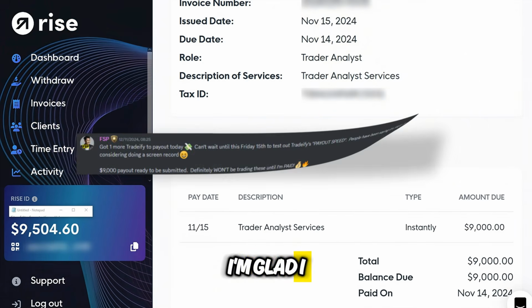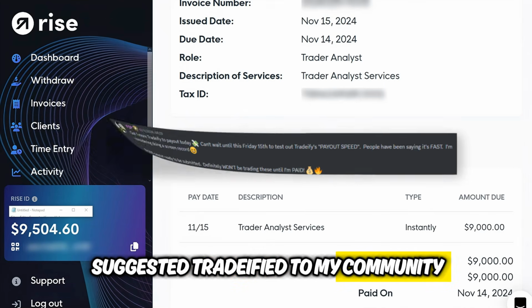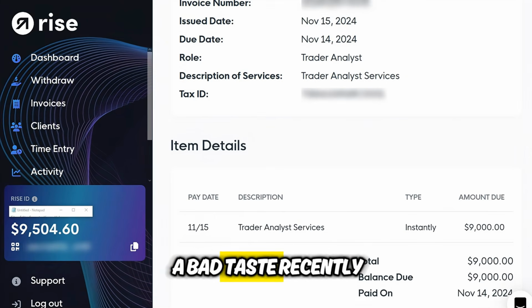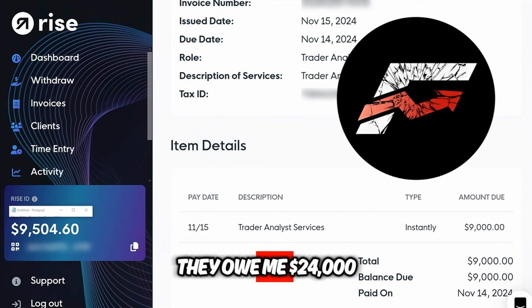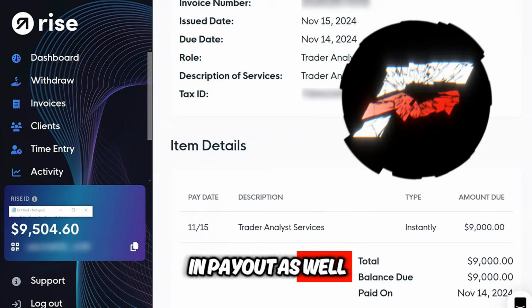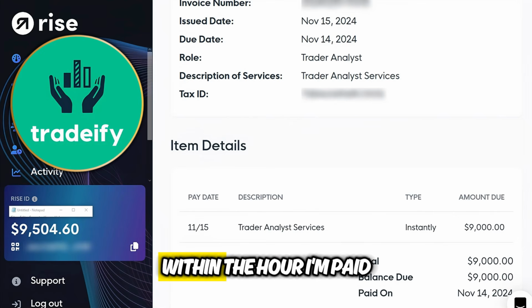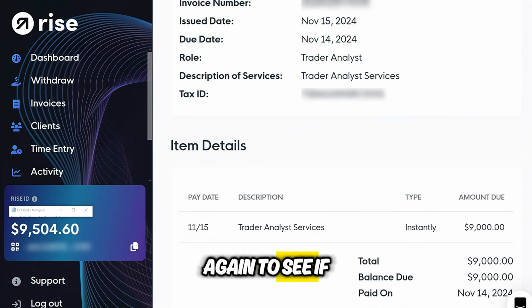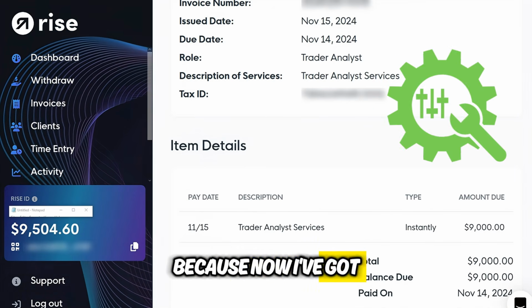I am glad I suggested Tradeify to my community. If you're also looking to get instant funded accounts, especially if you had a bad taste recently with FTT, they owe me $24,000 in payout as well. But here, Tradeify is looking good. Within the hour I'm paid. I'll let you know next time when I request the payout again to see if it's even faster, because now I've got everything set up.